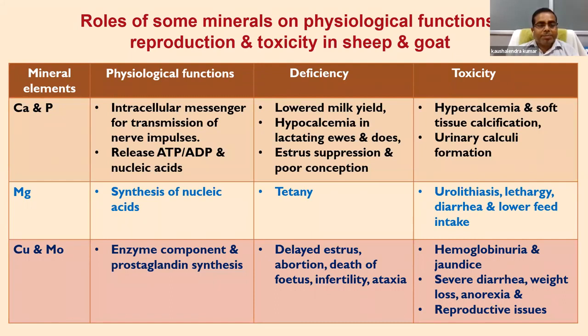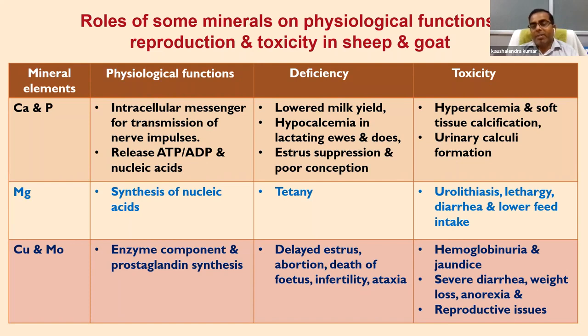Copper and molybdenum, these two minerals, and the balance of these two minerals is very important. Copper and molybdenum play a very important role in different enzyme systems during metabolism. They are also associated with prostaglandin synthesis, and deficiency of copper and molybdenum causes a delayed estrus cycle. There may be a chance of abortion, death of fetus, infertility, and ataxia.